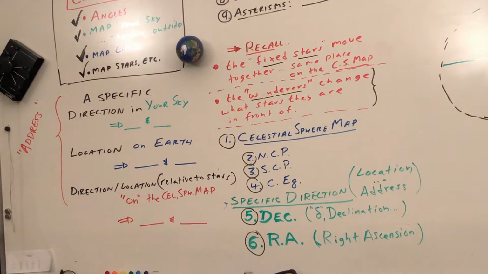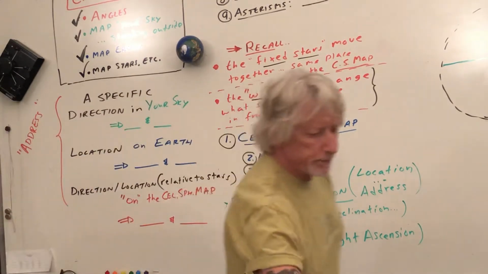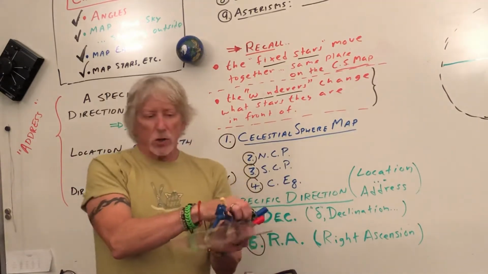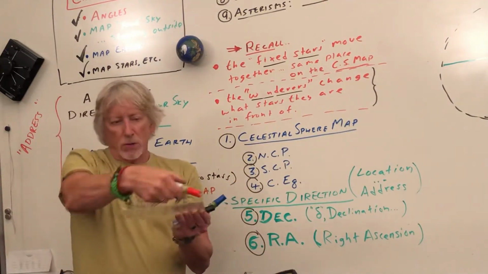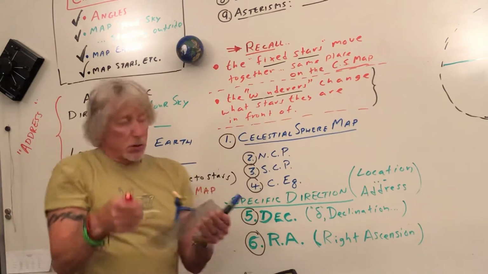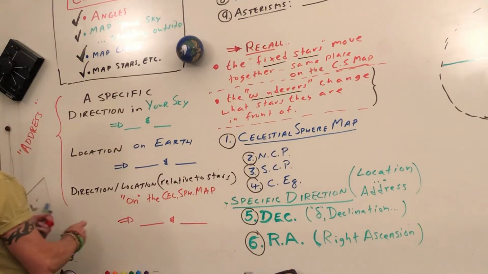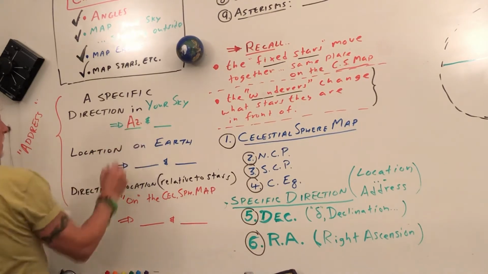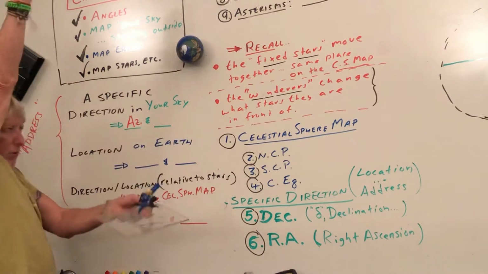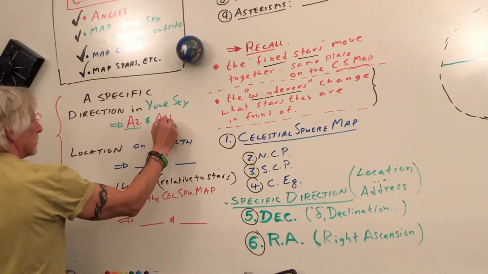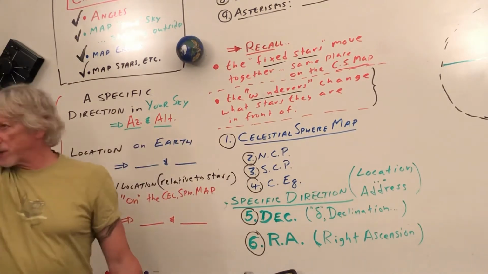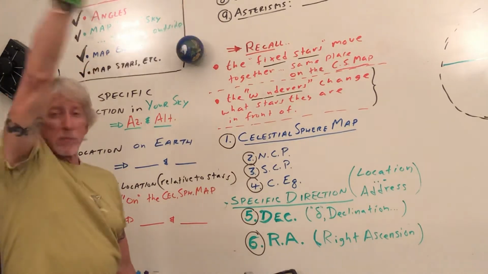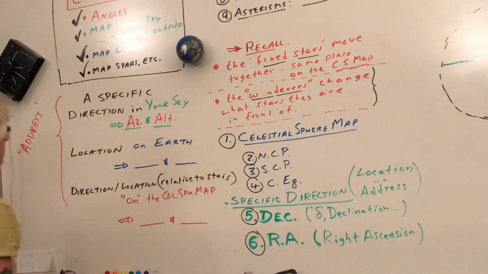So a specific direction in your sky, if you want a specific direction, of course you look around, azimuth. And you look up from your eye level, horizon, out. So that tells me a specific direction to look. Now things might change, but I look in that one direction.